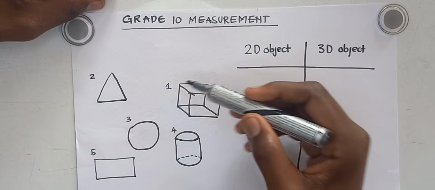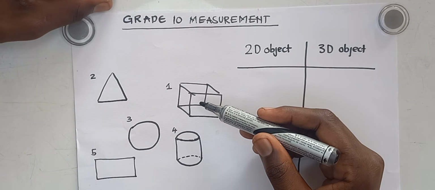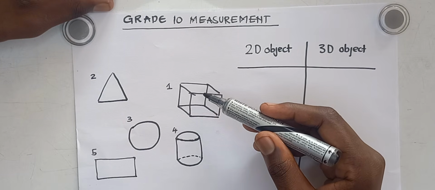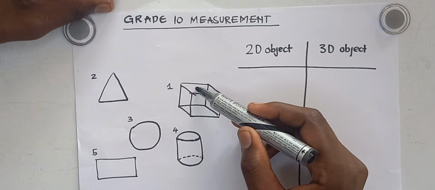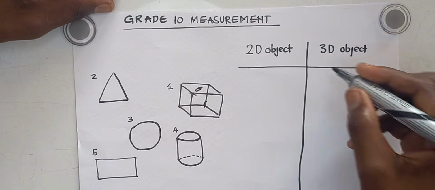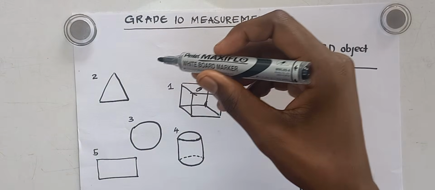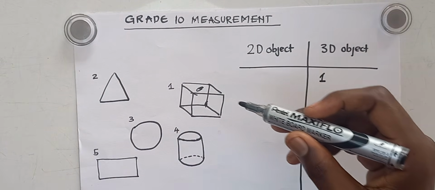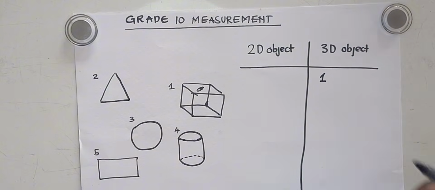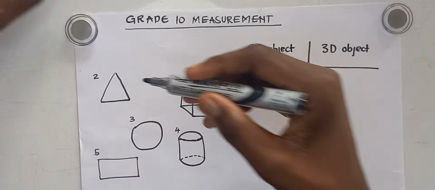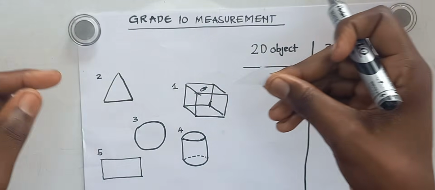Starting from number one, this is a cube. Is this cube a 2D or a 3D object? Obviously, you can see that this one is a 3D object, because you can see the inside part and also the outside part of it. So number one is a 3D object. Going to number two, which is the triangle. This triangle is a 2D object. Why is it 2D? Because we can see the front part and also the back part of it.